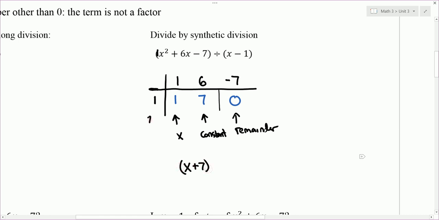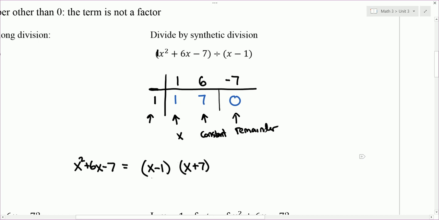That 1 right here represents the factor. Remember, that represents your x minus 1. And so what we've done is we've factored. We originally had the x squared plus 6x minus 7, and we factored it to x minus 1 and x plus 7.